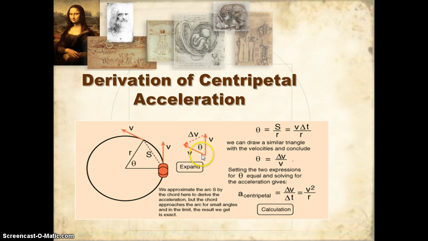But theta also equals, using similar triangles, delta S over R, and theta also equals delta V over V. So if theta equals delta V over V and theta equals V delta T over R, we can set these two things equal by the transitivity law, and we get V delta T over R equals delta V over V. When we solve these for delta V over delta T, the change in velocity over time, that's acceleration, it equals V squared over R. So that's where the formula for centripetal acceleration comes from.